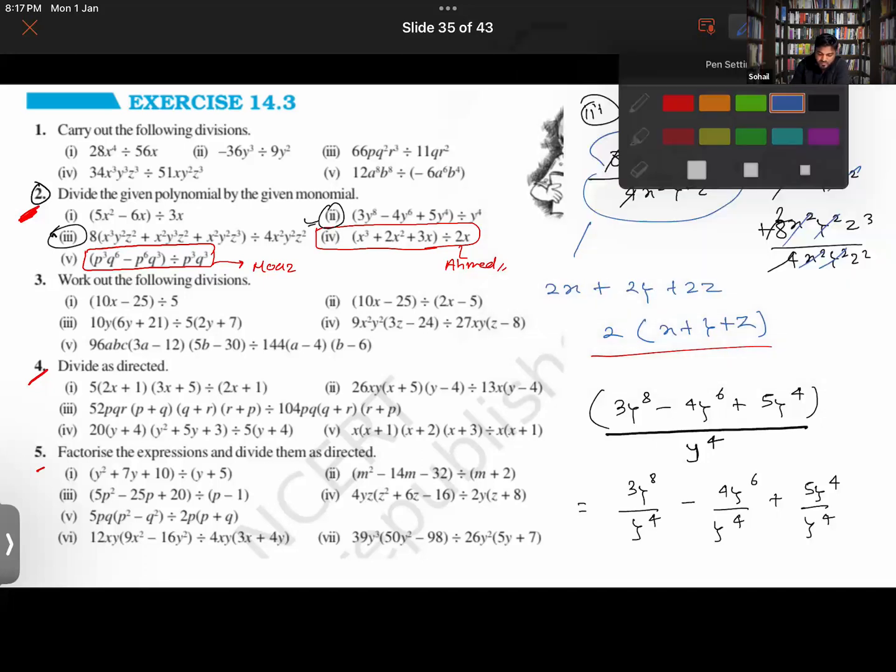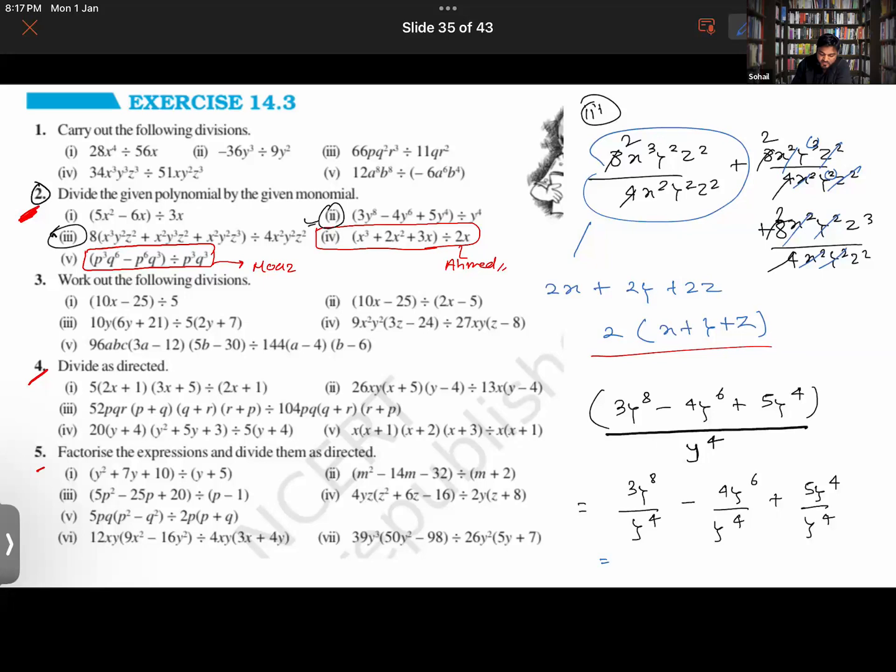By the way, the question I was solving, what would be the answer for this one? In mind also, you can simply calculate: there are 8y's, there are 4y's now. So from 8y's over here, there are 4y's over here. So 4y's I will take out from this. So I'm left with only 4y's here.